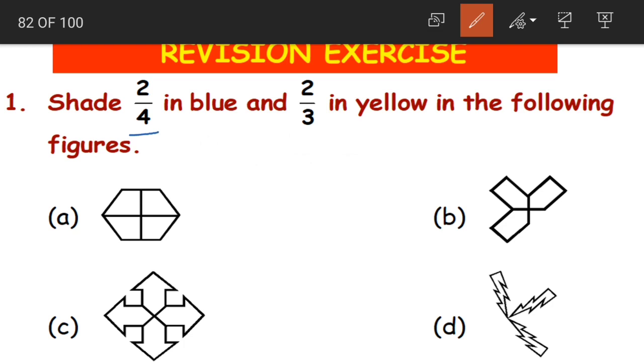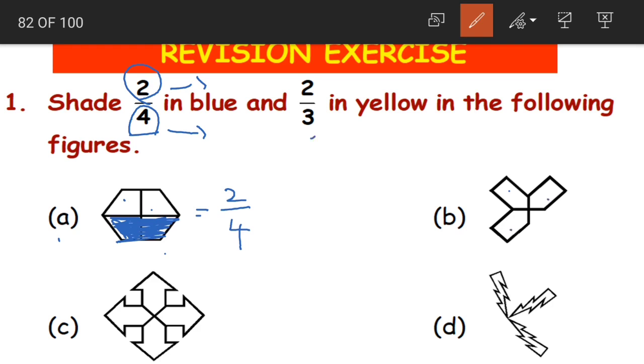Okay. 2 by 4 means what? Out of 4 parts, 2 parts should be shaded in blue. Now if you look at figure A, it is divided into 4 parts. So here I have to shade 2 parts in blue. So this is 1 and 2. So when I shade these 2 parts in blue, this will represent what, children? It will represent the fraction 2 by 4. Yes.